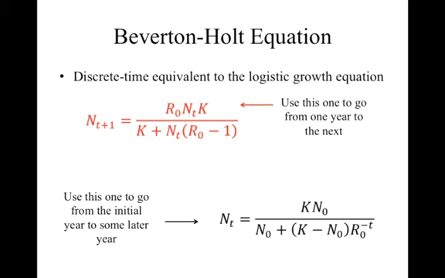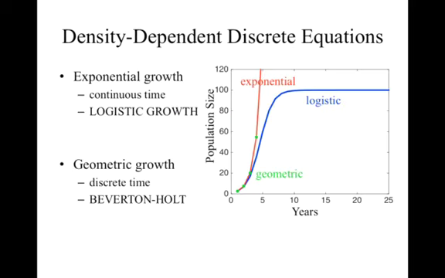So again, you want to use that red curve when you want to go from 1 year to the next, or from one breeding period to the next. Again, it might be more than a year if you got a periodic cicada or something. But you use that second equation to go from an initial time point to some later time point many years down the line.